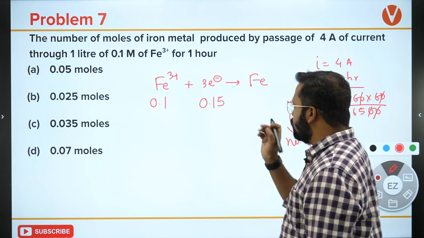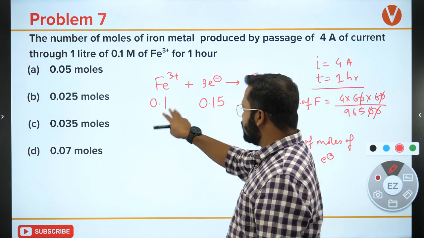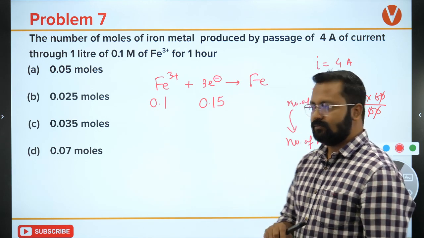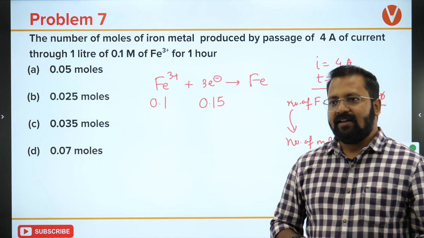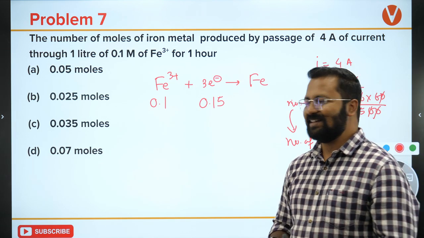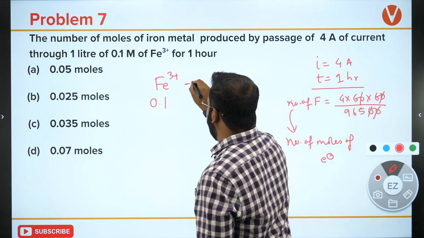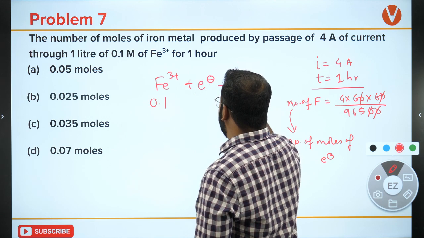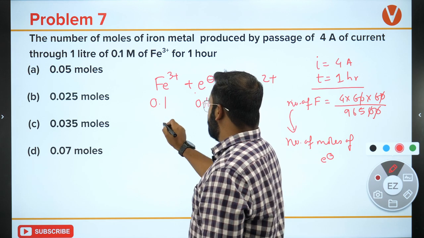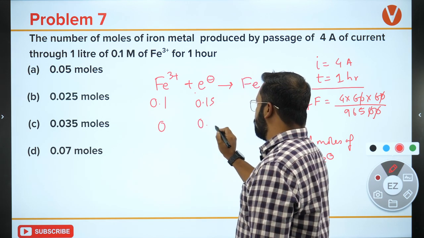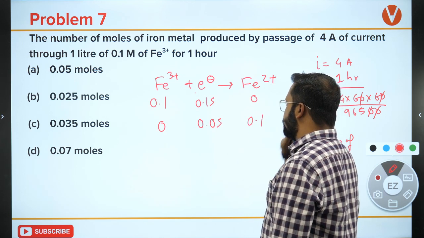So how would you calculate this? For 0.1 it should have been 0.3, so how much will be reduced? What should be the answer? Arey yaar, I already explained it twice. Now you can do this in 2 ways and one step. Fe takes up 1 electron, changes to Fe2 plus, so this is 0.15, and it will be completely used. This will be 0.05 which will be left out. This will be 0.1 which will be formed.